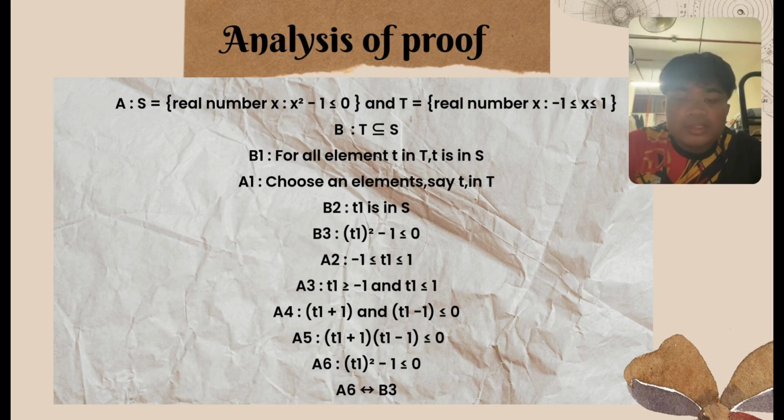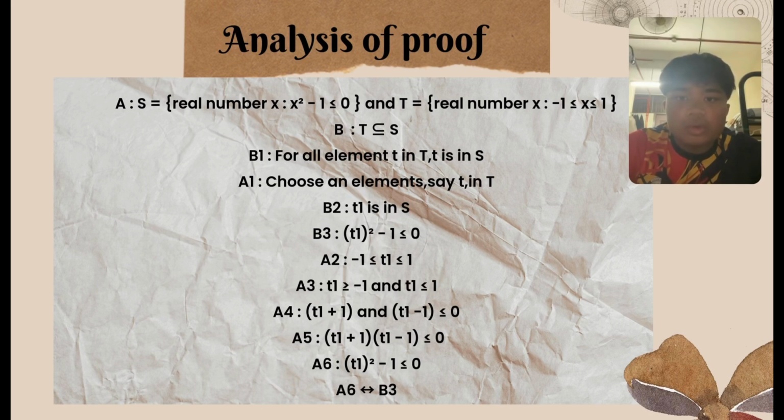For step B, set T is a subset of set S. For B1, for all elements t in set T, t is in set S. For A1, choose an element, say t1, in set T. For B2, t1 is in S. For B3, t1 squared minus 1 is less than 0. For A2, negative 1 is less than or equal to t1, which is less than or equal to 1. For A3, t1 is greater than or equal to negative 1 and t1 is less than or equal to 1.